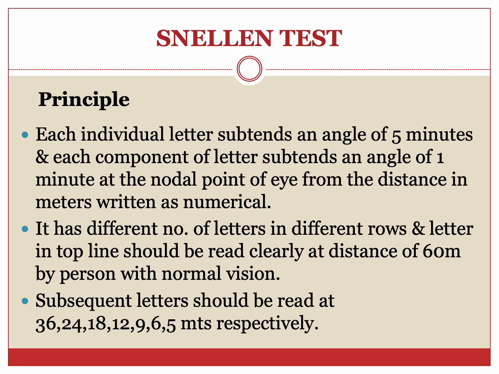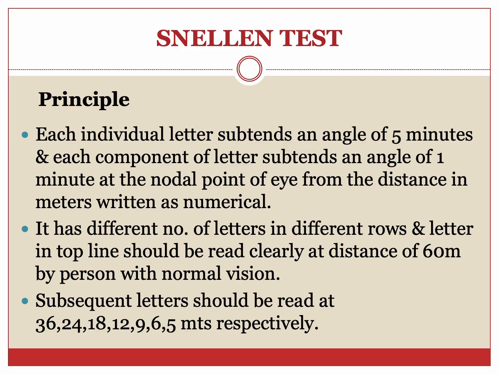So moving on to the Snellen test. What is the principle behind this? There will be a chart which I'll show you in the next slide. In that, each individual letter subtends an angle of 5 minutes and each component of a letter subtends an angle of 1 minute at the nodal point of the eye, from the distance in meters which is written numerically on the chart. It has a different number of letters in different rows, and letters in the top line should be read clearly at a distance of 60 meters. Subsequent lines should be read at 36 meters, 24 meters, 18 meters, 12 meters, 9 meters, 6 meters and 5 meters respectively.